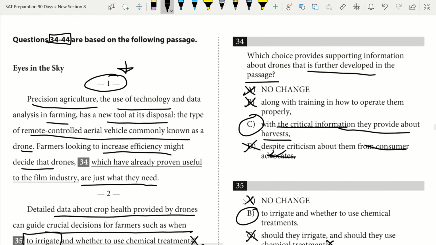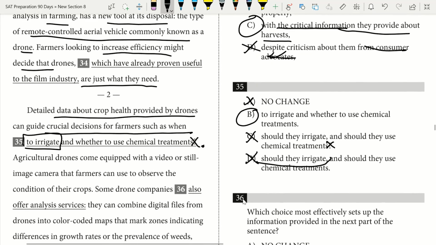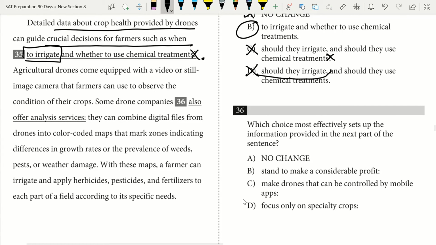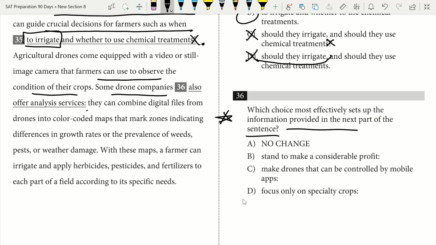Okay, one thing to note, pretty much you should already have really noticed this, so I'm kind of pointing out the obvious here. If I'm asked for something that's further developed in the passage, I have to read on because I can't know it without reading on. So in that case, you saw I read on a few sentences until I got a better idea, went back and answered it. You could even have read on more, as long as you remember to go back and answer 34. It's perfectly fine to read on more if you want more context there. So agricultural drones come equipped with a video or still image camera that farmers can use to observe the condition of their crops. Some drone companies, now I'm asked for what is effectively setting up the information provided in the next part of the sentence, so I need to know what comes after.